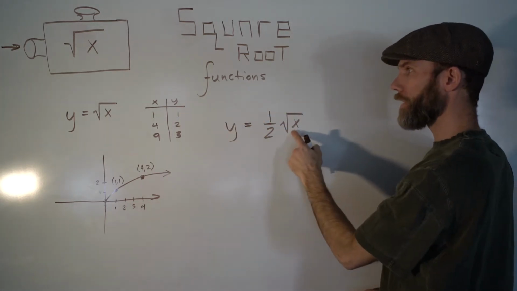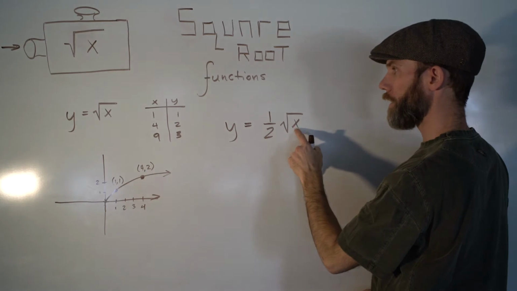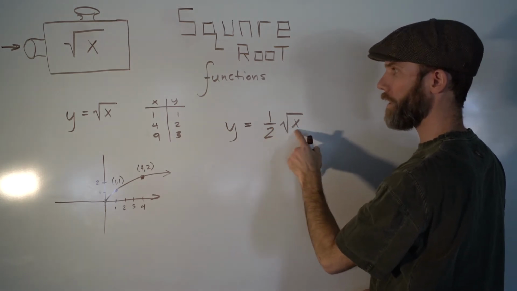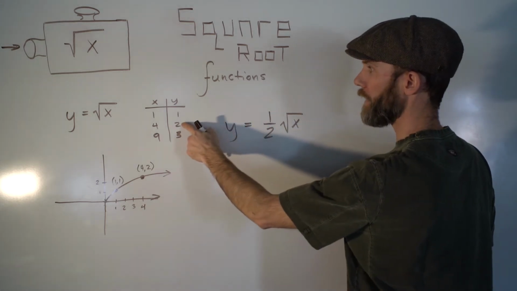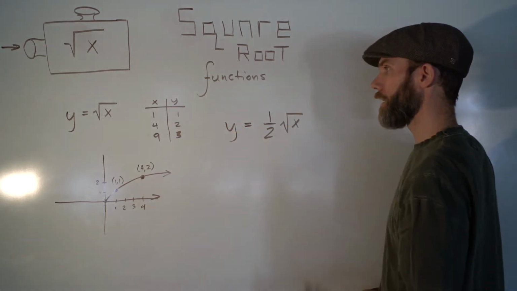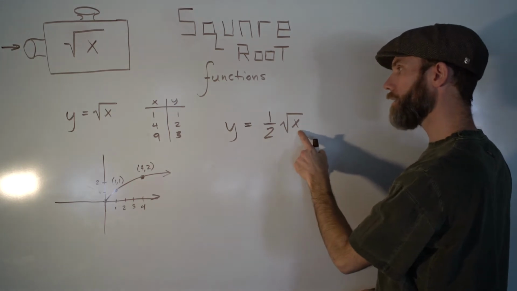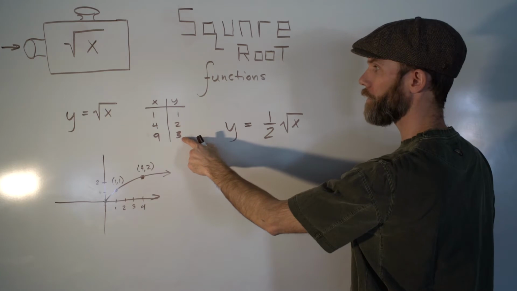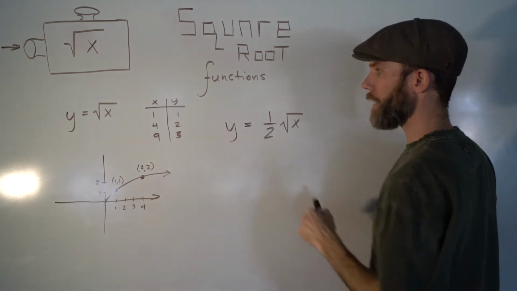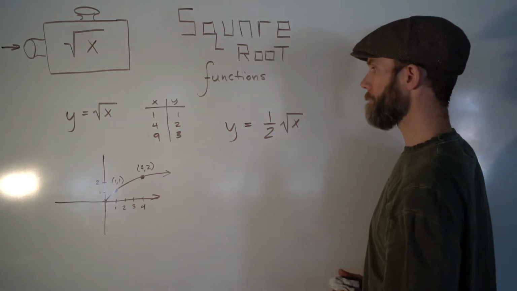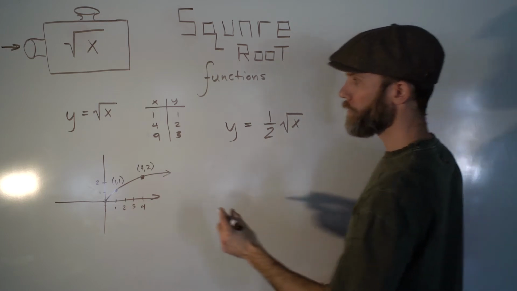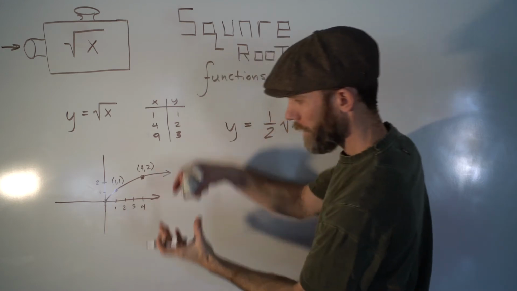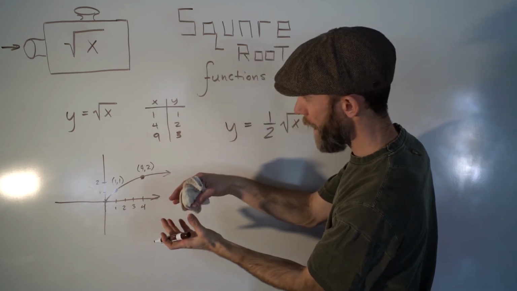If I put a 4 in, root 4 is 2. But if I multiply 2 times a half, it cuts it in half. So instead of an output of 2, I get an output of 1, half of that. You could put a 9 in here, and then you get root 9, which is 3, half of 3. Oh, that's 1.5. So maybe not as nice to graph that one. But do you see what this is doing compared to the parent function? This just compresses it down by a half.